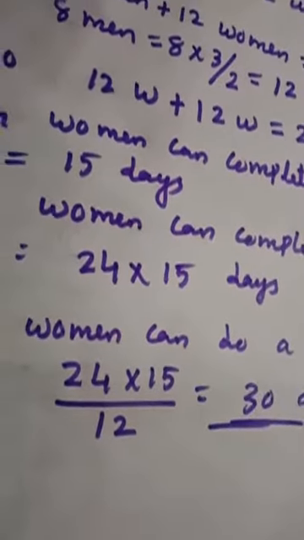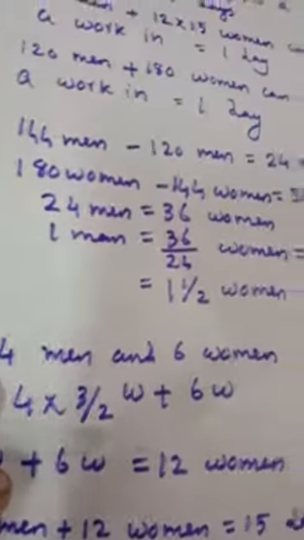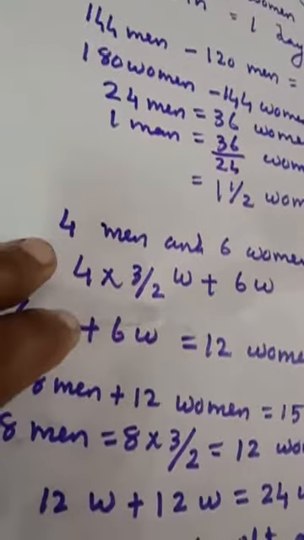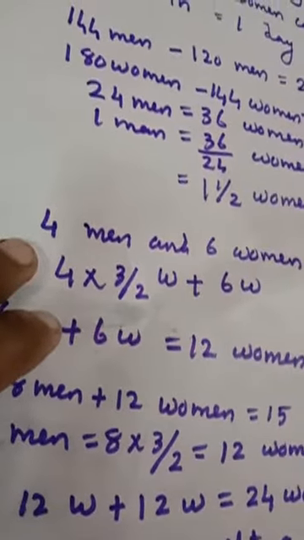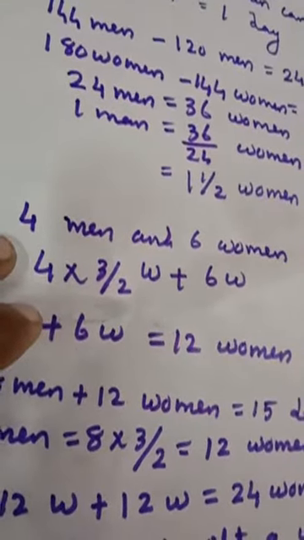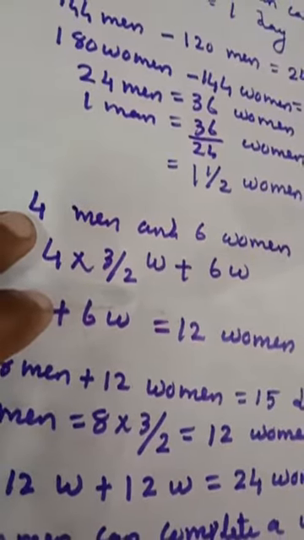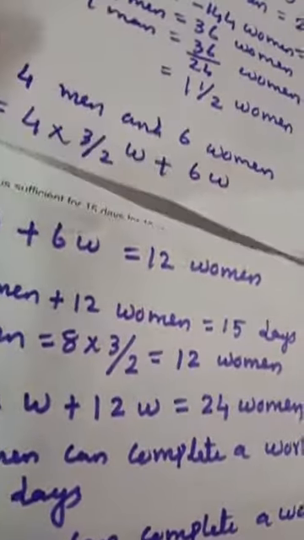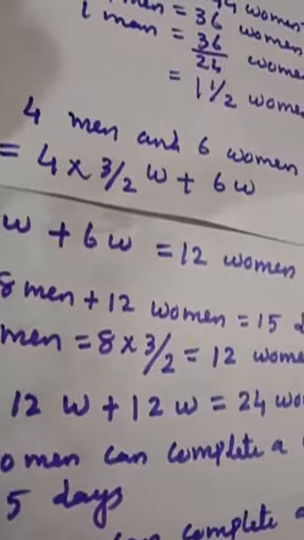See, first you have to find that 1 man is equal to 1.5 women. Then our question is 4 men and 6 women. How many days will they take to complete? So you want to convert this man into women. 1 man is 3 by 2 women. So 4 men is equal to 4 into 3 by 2 women, that is 6 women. And one more 6 is here, here also 6 women. So 6 plus 6, 12 women. You want to find 12 women's work. How many days will they take to complete?